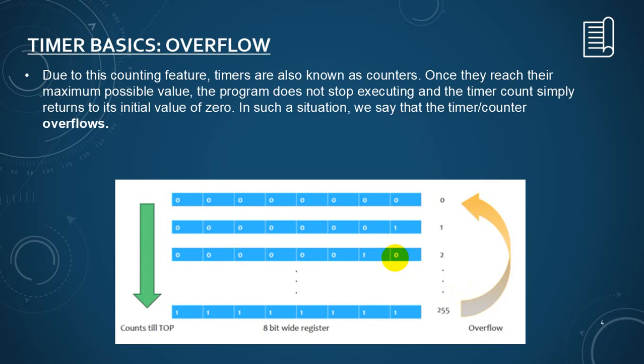Another way you can keep track of counting. Let's say when the count value is equal to 100, we reset the counter. Okay, this is another technique. Clear the counter on compare.